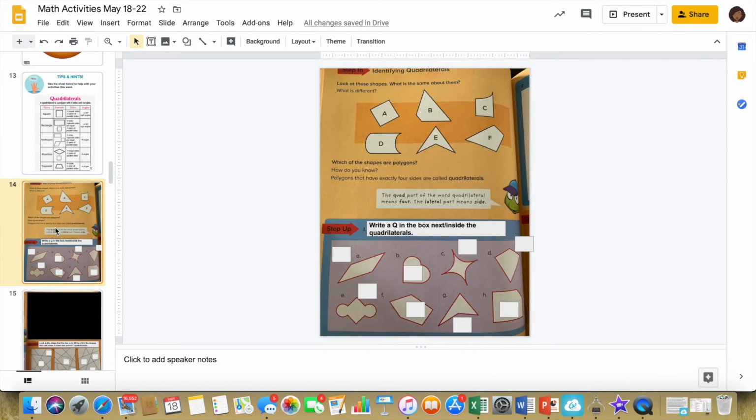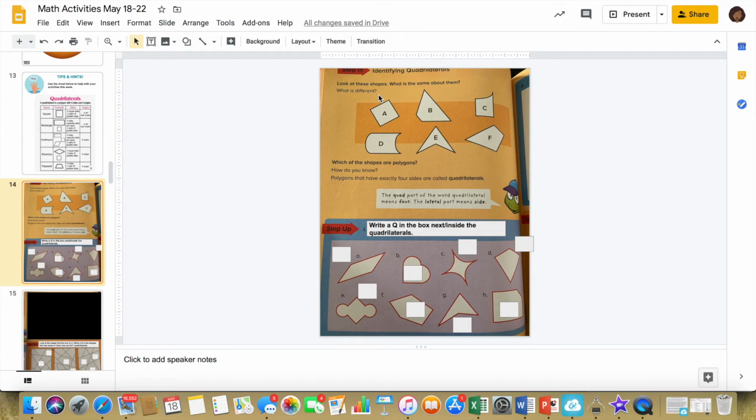So when you come to your work for this week, there's nothing to do at the top, but it says, look at these shapes. What is the same about them and what is different? Well, let's look at these shapes. What's the same about them? Count the sides and tell me how many sides there are. You shouldn't have even had to count because we said we were talking about quadrilaterals, and remember, quadrilaterals are always going to have 4 sides.